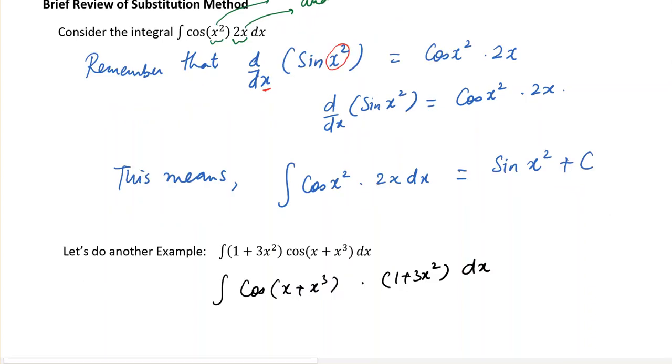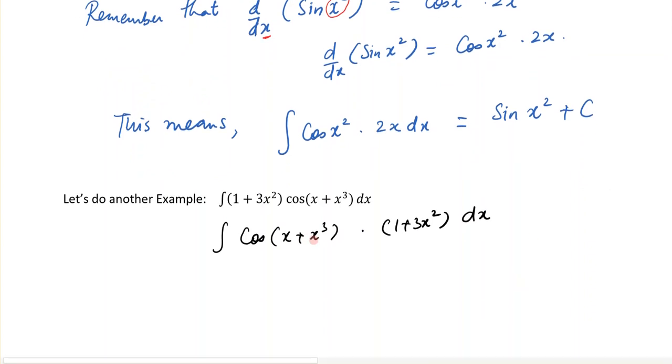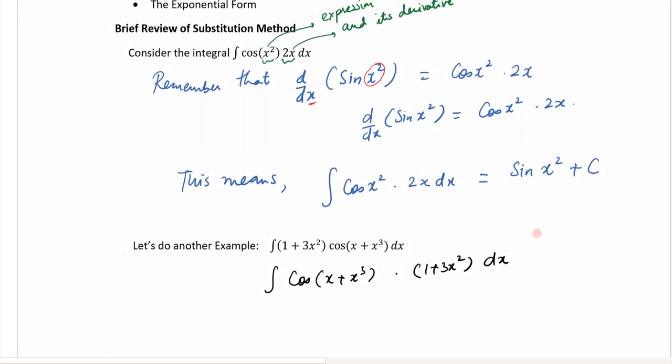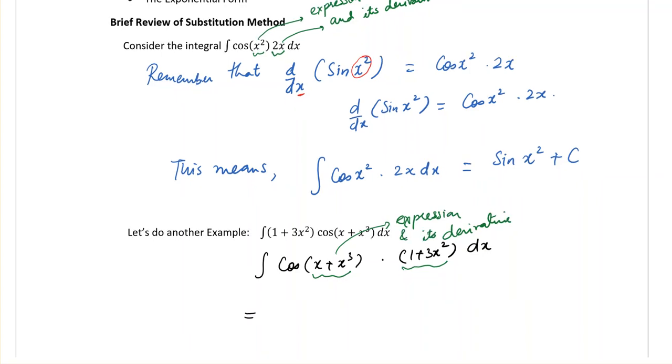In the next problem, I have just rewritten the problem, and we can see that we have cosine of x plus x cubed, and outside we have 1 plus 3x squared dx. If we compare this with our previous example, we see a similar structure here. We have an expression inside the function, and then we have the derivative of that expression. By comparing this with the structure of the previous example, I suspect that the answer should be sine of x plus x cubed plus c.